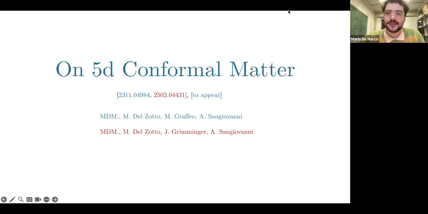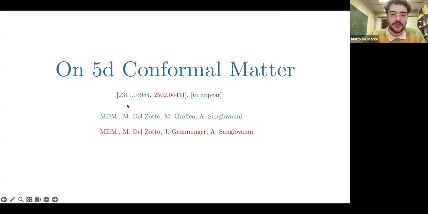Okay, so I'm going to talk about a certain research line that we are developing with Michele Del Zotto, Andrea San Giovanni, Michele Graffeo, and Julius Grimminger. Actually, two papers, the one in blue and the one in red. One of them is out today. It contains the main part of the results that I will talk about today, but there is also some follow-up that I will quickly announce, just as an idea, at the end of the talk.